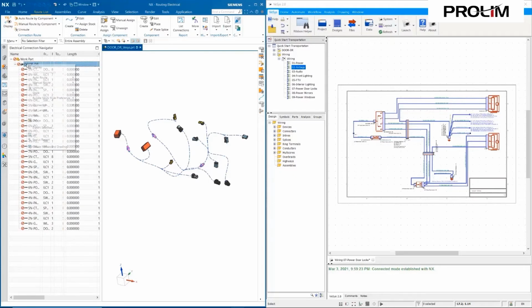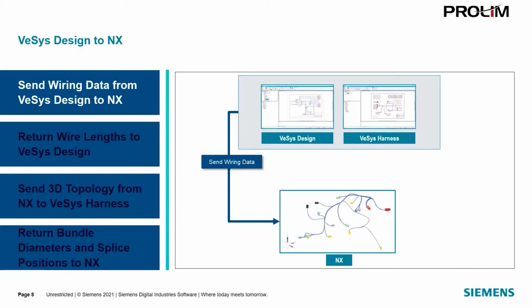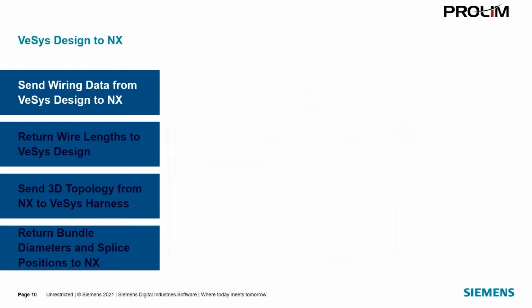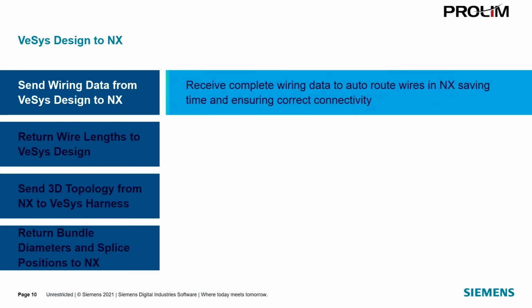Then, finally, we will also auto-route our wires at the component level. We successfully passed the electrical data from VSys to NX with the push of a button, facilitated by connected mode. The mechanical designer had all the necessary data required to auto-assign connector part numbers as well as auto-route wires.